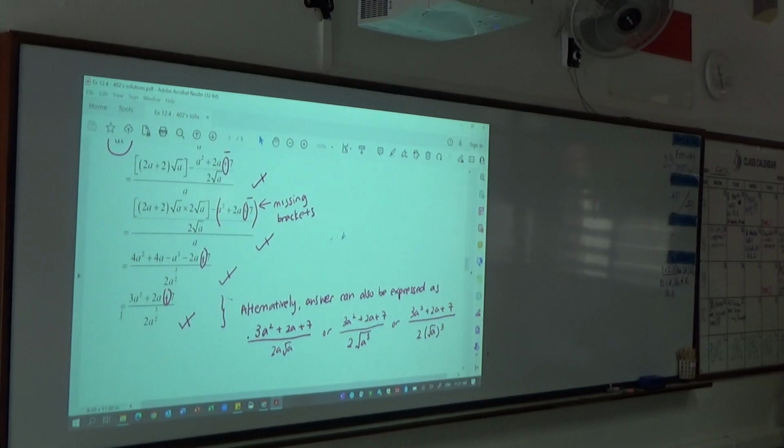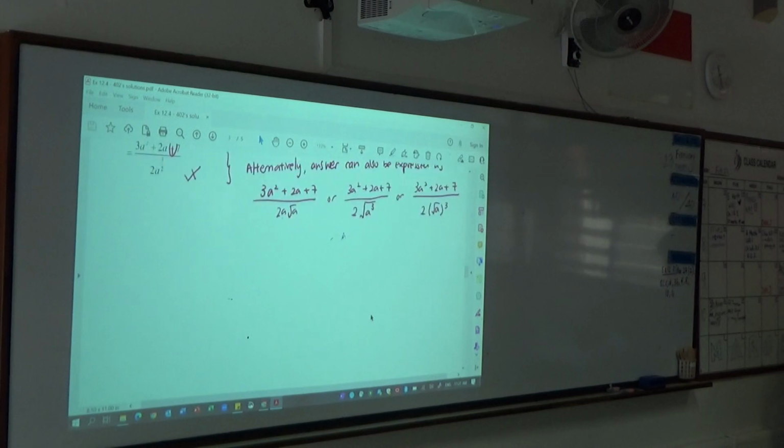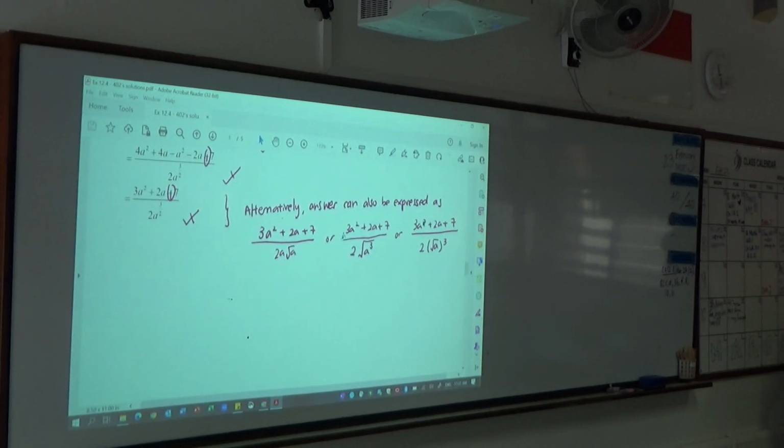So the final answer should be 3a squared plus 2a plus 7 over 2a to the power of 3 over 2. The denominator can be expressed in many ways, which I've expressed over here. The numerator can only be expressed in its expanded form. But of course, if the question asks for a certain form, then you need to present in that particular form.